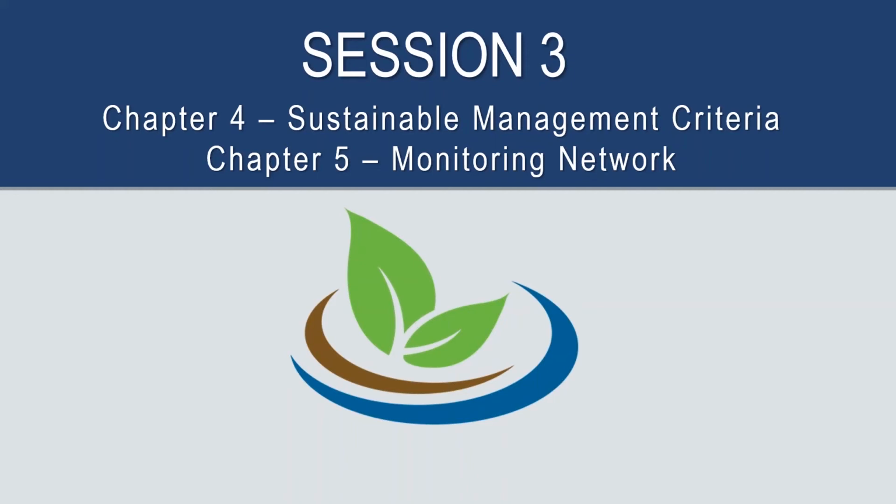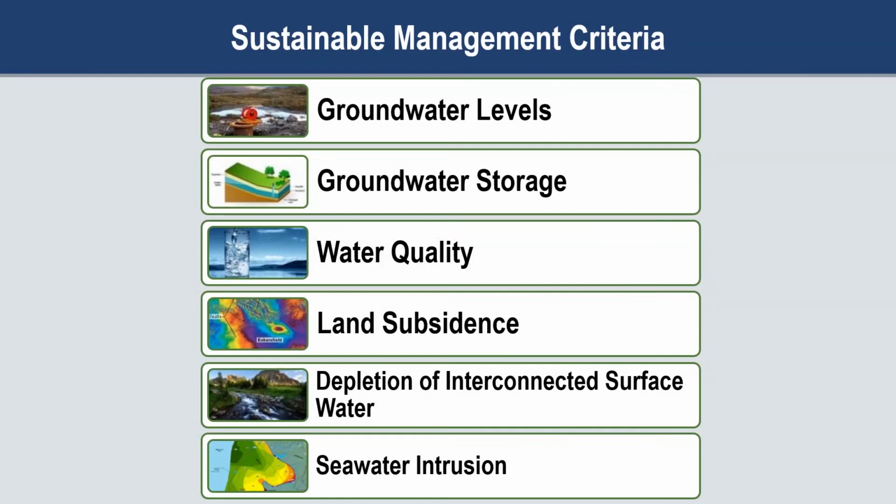So we'll go ahead and move on to session 3, go over the sustainable management criteria and the monitoring network. To start off, we have 6 sustainability indicators. As you can see on the screen, we have groundwater levels, groundwater storage, water quality, land subsidence, depletion of interconnected surface water, and seawater intrusion.